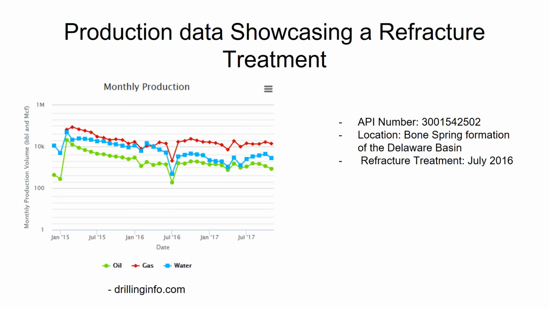This graph, obtained from drillinginfo.com, shows the monthly production data of a well from Concho Operating, located in New Mexico. The graph shows a production decline through July 2016 when it was shut down and refracked. The refrac increased oil production from 1388 to 1568 barrels of oil and 14.066 to 16.828 million standard cubic feet of gas in the month immediately following refracture operations.